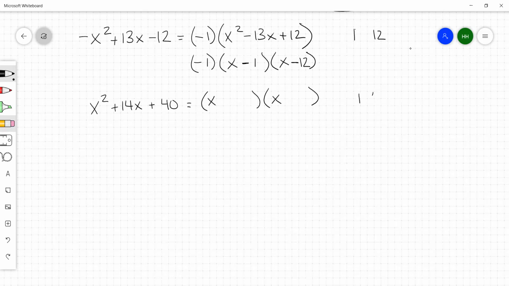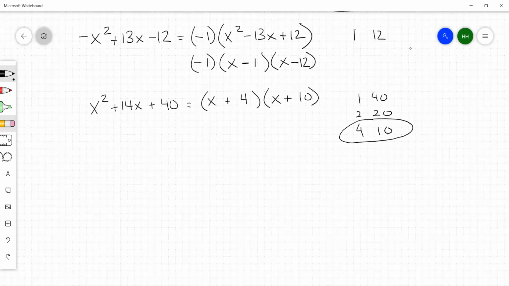So I start with 1 and 40, 2 and 20. 3 doesn't go into 40, but 4 goes 10 times. And there's your combo. So since everything is positive, we can use a 4 and we can use a 10. Positive 4, positive 10. Y'all get the idea? When a is positive 1.